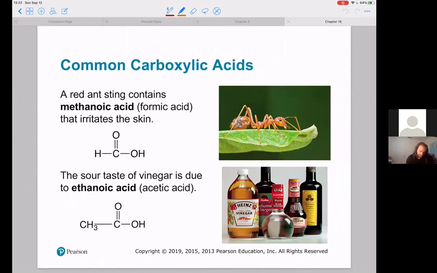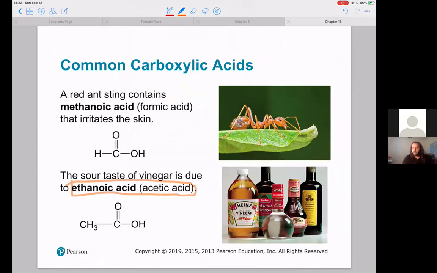Okay, and we see these kind of in nature all the time, especially the smaller ones. Ethanoic acid or acetic acid is probably the most famous of all the carboxylic acids, and that's that sour taste that you get from vinegar. So the main ingredient in vinegar is actually acetic acid.